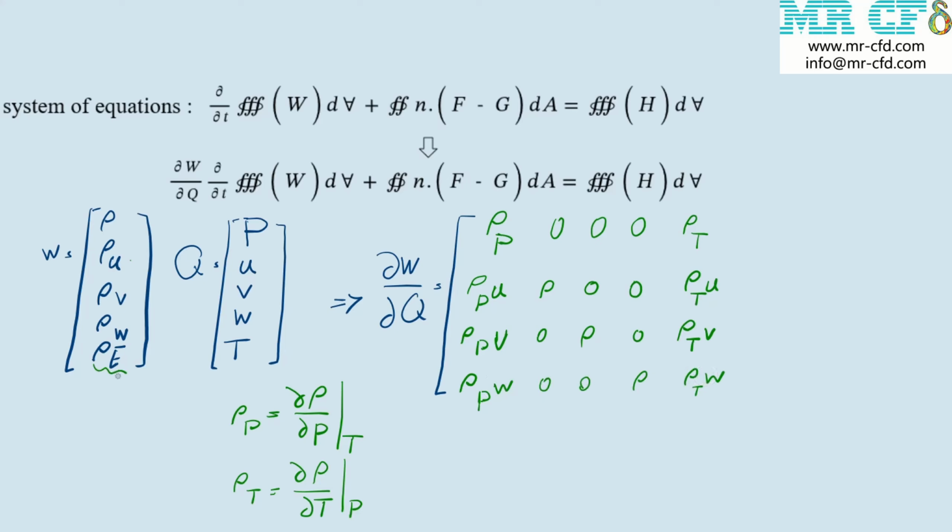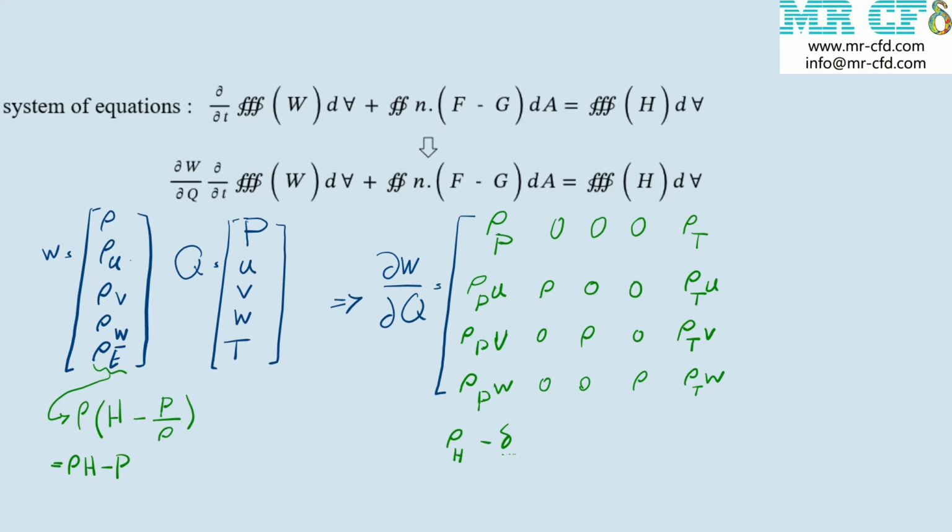For the total energy, ρE, it can be expressed as ρH minus P, where H is the enthalpy. Upon differentiating with respect to pressure, the derivative of ρH with respect to P simplifies to ρH minus δ, where δ is 1 for ideal gases and 0 for incompressible flows.